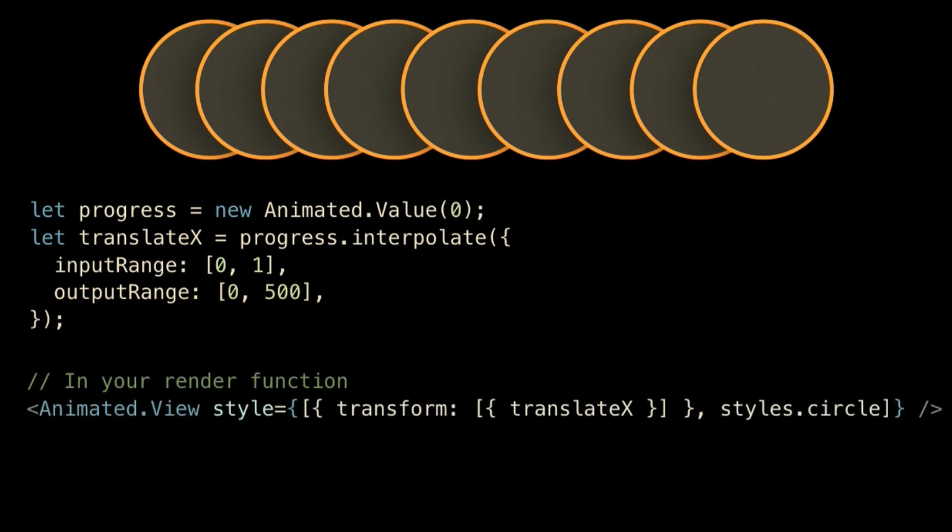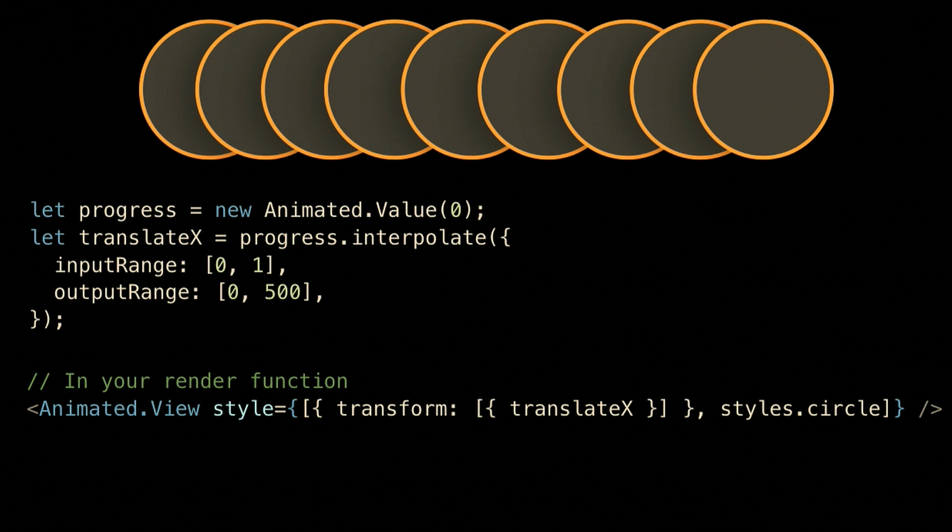And we can take that value that we've interpolated from the progress and bind it to the style property on a view component. It's important to note that I'm using an Animated.View. If you were to just use a regular View without the Animated namespace, it would not work because those components don't know how to bind to animated values, and we'll see some more about that shortly.